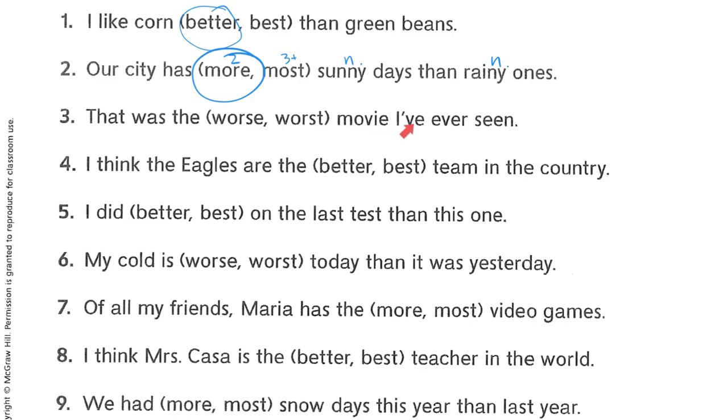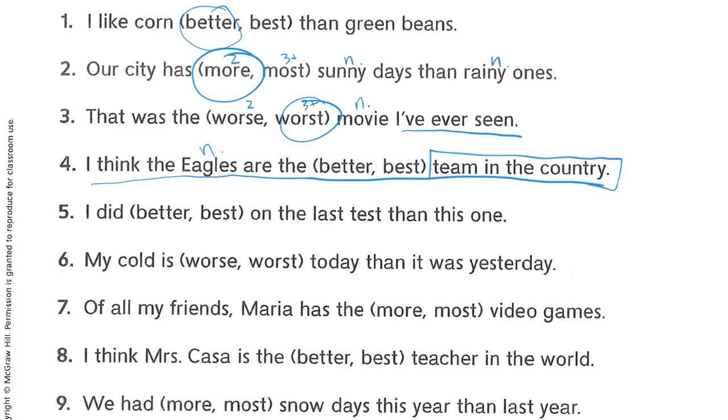That was the blank movie I've ever seen. So we're talking about movies, but then it says, out of all that I've ever seen. So that's more than two movies, right? So I have to decide whether I'm going to use this one or this one. Has to be worst. I think the Eagles are the blank team in the country. So that means I'm comparing the Eagles team to all the teams. So I need to decide, is that two or is that more than two? It's more than two. So I'm going to say the Eagles are the best team in the country.